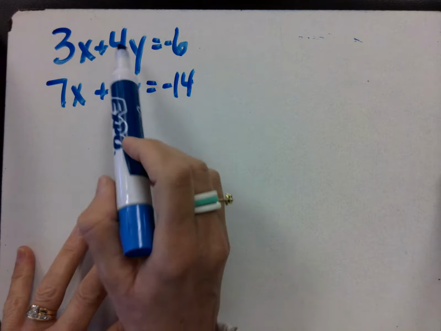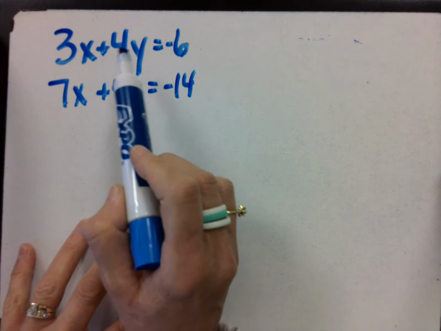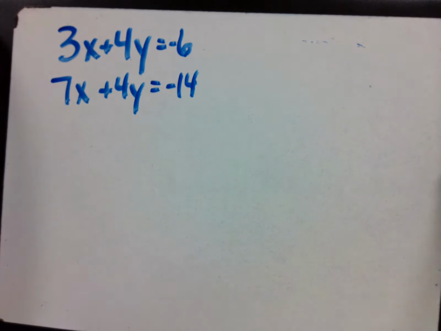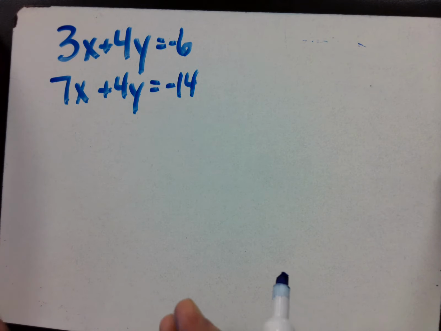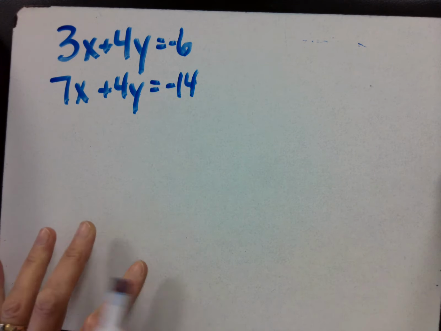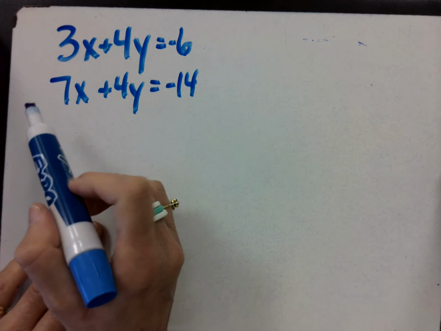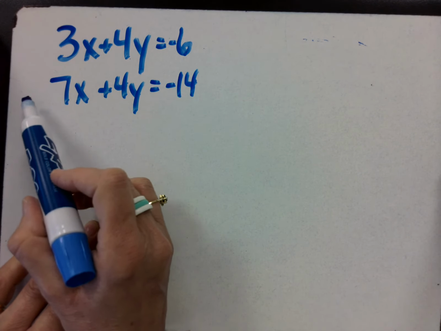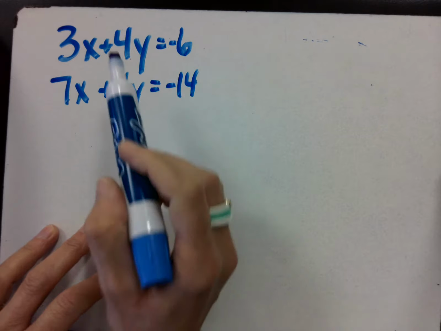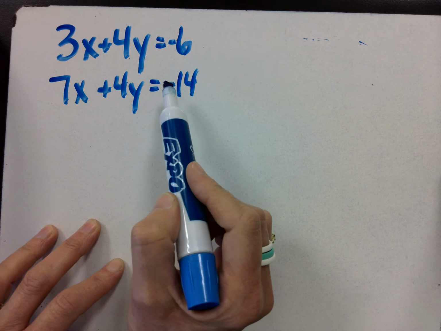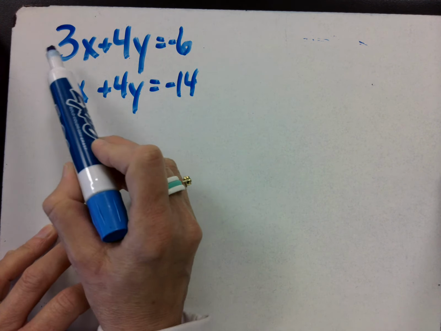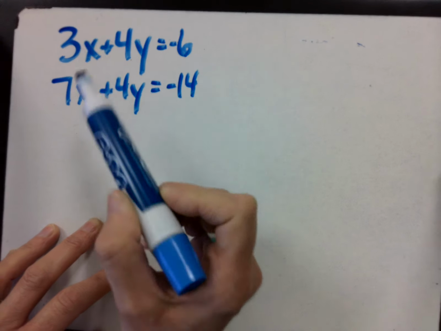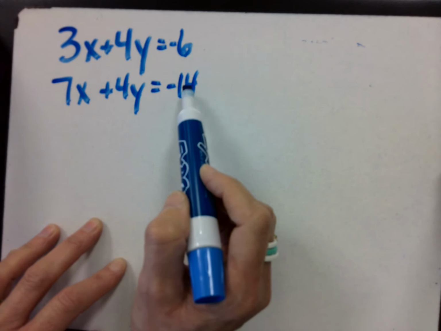Right here, I can tell that if one of these 4y's was negative, then I could easily add these two together and my y's would get eliminated. So how to do that is I'm going to have to multiply negative 1 to the entire row, either one. Since they're both positive 4y's, I can either multiply this entire row up here by negative 1 or this entire row down here by negative 1.